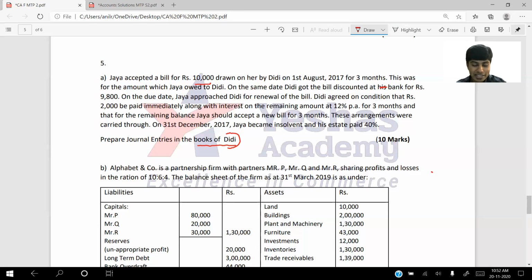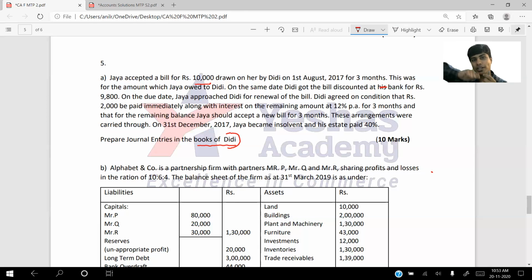On the due date, Jaya approached Didi for renewal of the bill. Okay, Didi, bill renew karo na, because the banker will come and ask Didi, and Didi has to pay money, no? Then Didi told, okay Jaya, let's renew the bill. Meaning the bill is supposed to end on this date. Banker will come to Jaya and Jaya is supposed to pay money. So what Didi is doing is, okay, fine, I'll take that bill back.